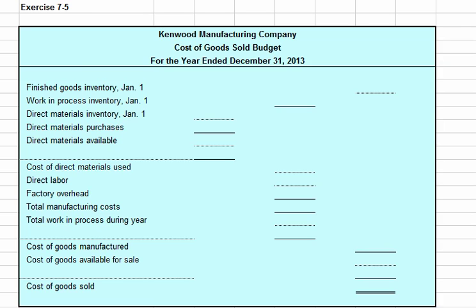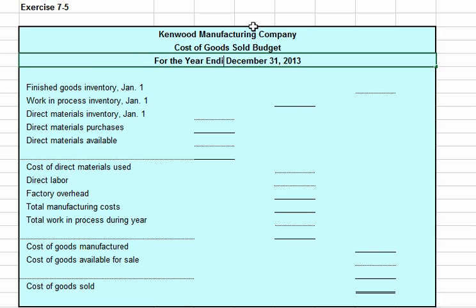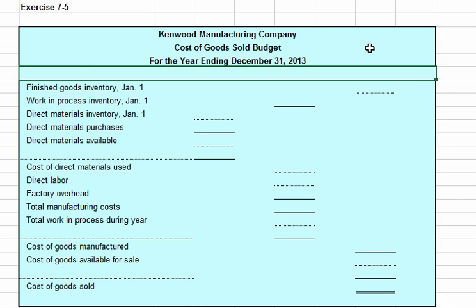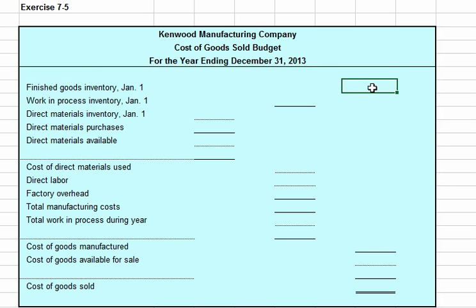Now they're wanting us to prepare this budget for the year 2013. So the beginning of the year numbers they give us would be actual numbers. Everything else would be an estimate. So they start with a heading: Kenwood Manufacturing Company, cost of goods sold budget. On a budget, it really should read for the year ending December 31, 2013, because it hasn't happened yet. It's a budget for the future, right?